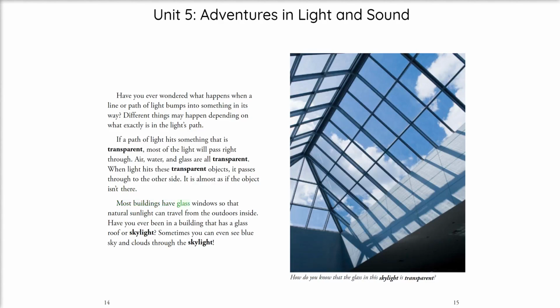Most buildings have glass windows so that natural sunlight can travel from the outdoors inside. Have you ever been in a building that has a glass roof or skylight? Sometimes you can even see blue sky and clouds through the skylight.